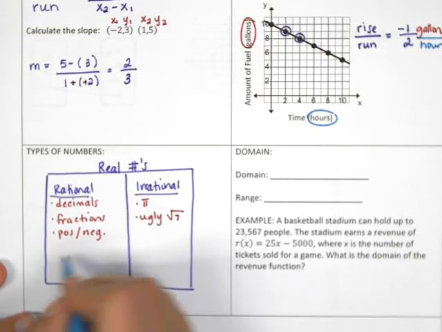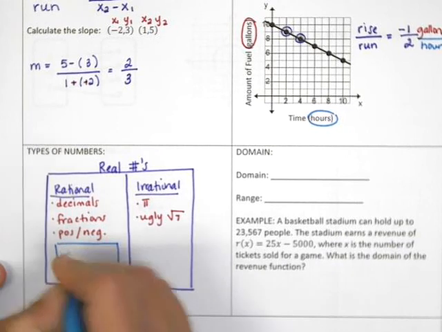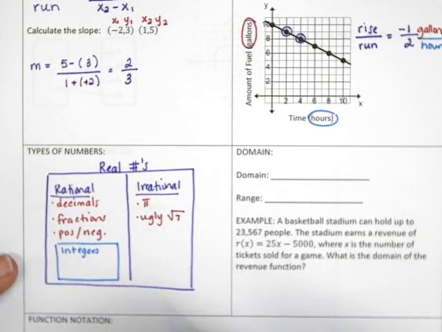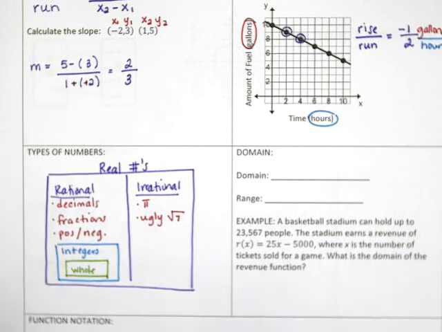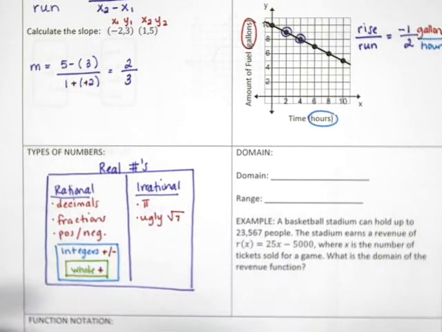Within the rational number category, we said there were two subgroups. So we've got the integers, and within that category, we've got the whole numbers. Now, the only difference here is that integers can be positive or negative, and whole numbers can only be positive, nice round numbers, so no decimals.